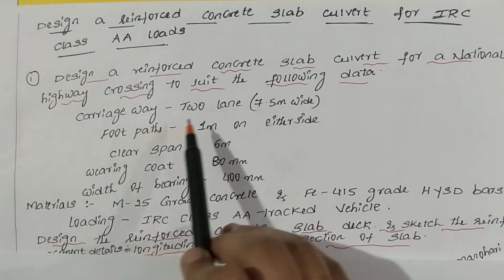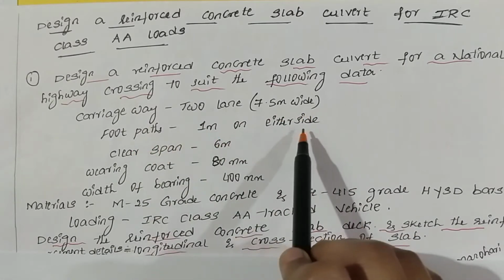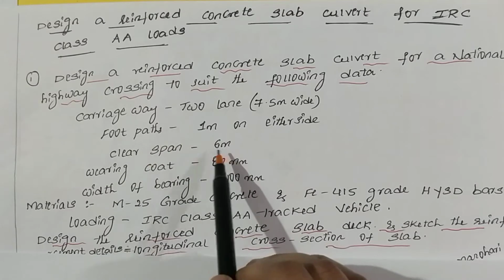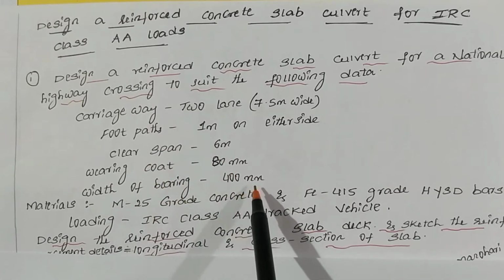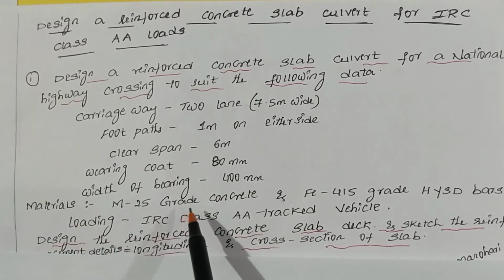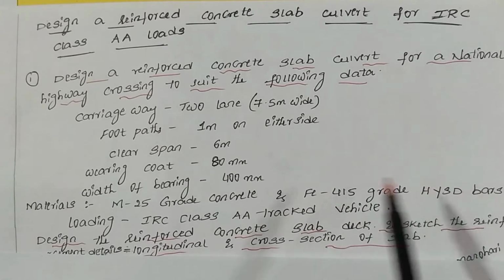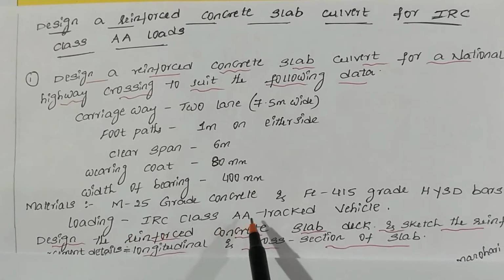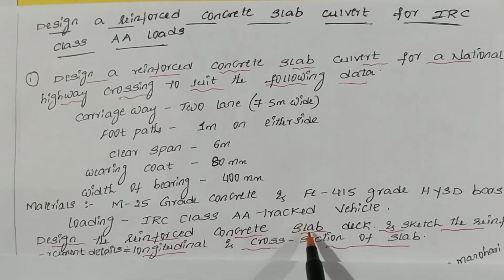The carriageway is 2-lane, 7.5 meter wide, footpath 1 meter on either side, clear span 6 meter, wearing coat 80 mm, width of bearing 400 mm, materials M25 grade concrete and Fe415 grade HYSD bars, loading IRC class AA tracked vehicle. Design the reinforced concrete slab deck and sketch the reinforcement details, that is in longitudinal and cross section of slab.